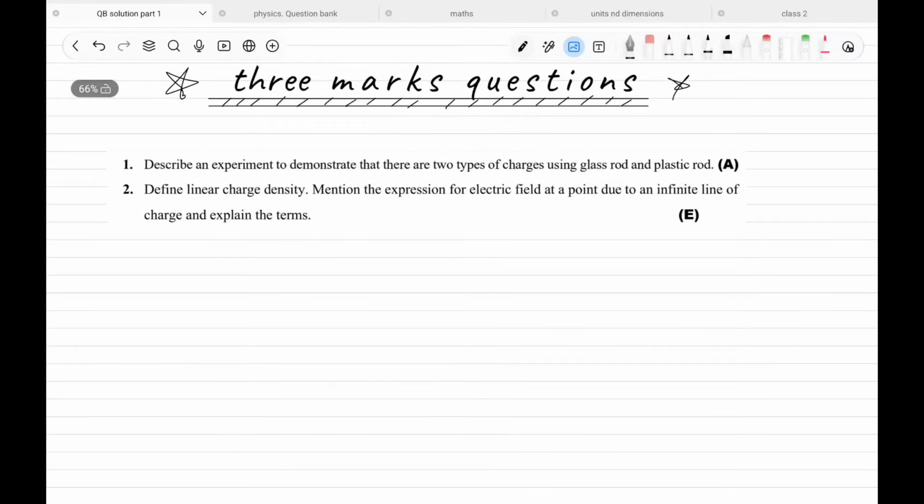Without wasting time, let's start. What is given? Now, question number 1. In this question, it is asked, describe an experiment to demonstrate there are two types of charges using the glass rod and plastic rod.